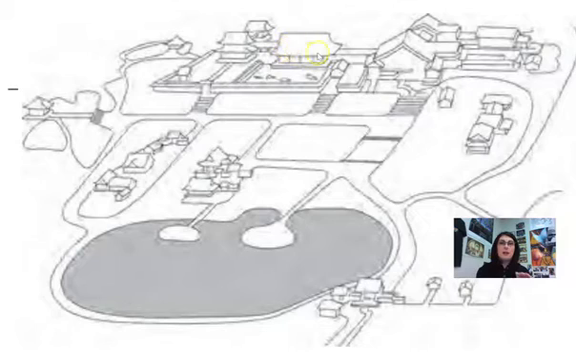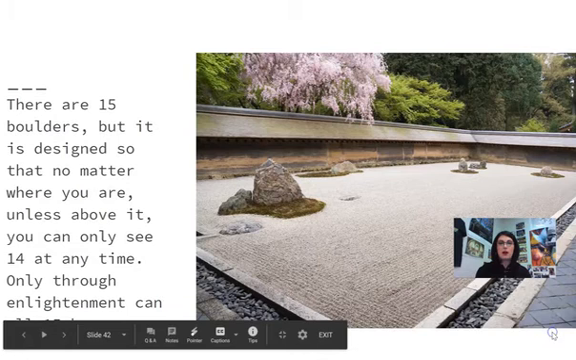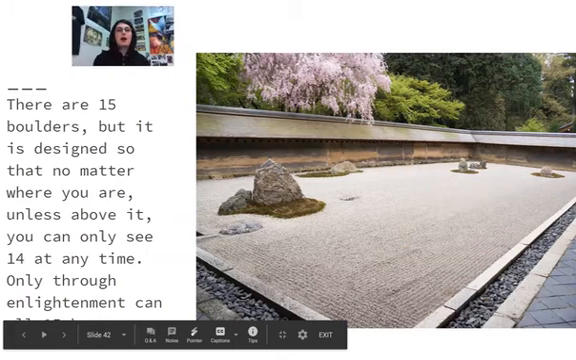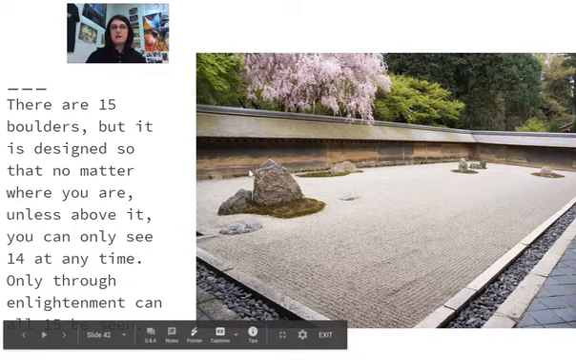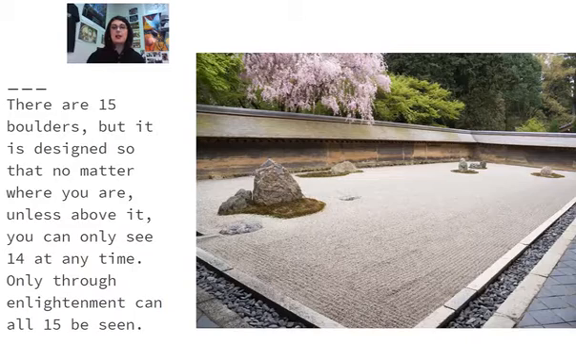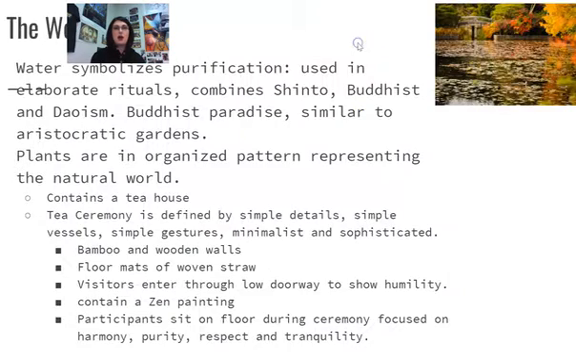And then you can see here these buildings, the two-level Buddhist buildings like you would see in Nara, Japan. And then within one of those is this rock garden. So in this rock garden, there are 15 boulders, 15 different rocks, but it is designed specifically so that you can never see all of them at the same time. You can only ever see 14, because in order to see all 15, you would have had to reach spiritual enlightenment and be above all of it. So it's that idea of meditating on what you can see and trying to get to the point where you are calm enough and peaceful enough to be able to reach enlightenment and see all of it.